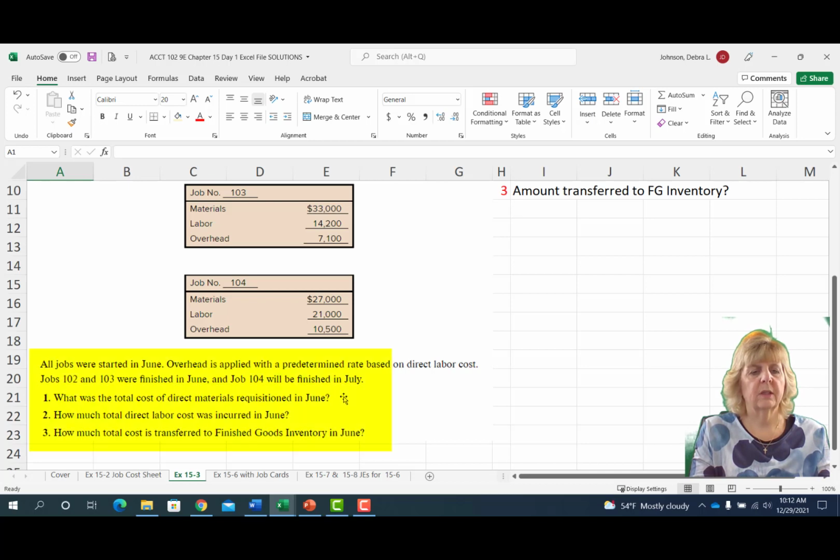Number 1, what was the total cost of the direct materials requisitioned in June? Number 2, how much was the direct labor cost incurred in June? And then number 3 will ask us how much total cost is transferred to finished goods. Finished goods transfers happen when the items are completed. Since only the first 2 jobs were completed, we'll add up the job cards for job numbers 102 and 103 to come up with the answer to that.